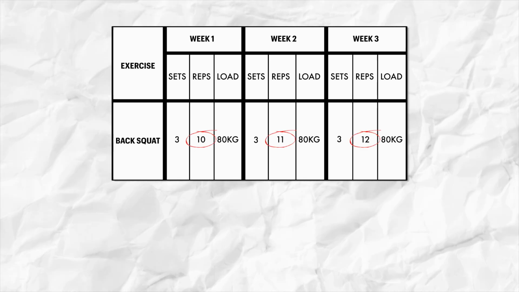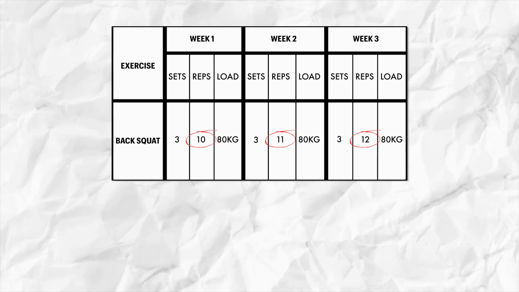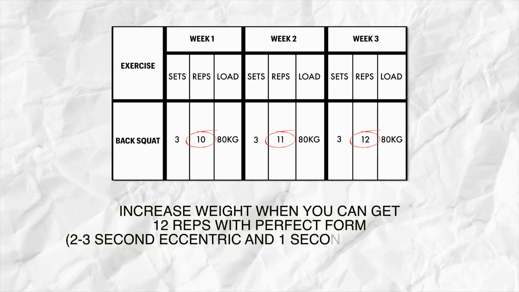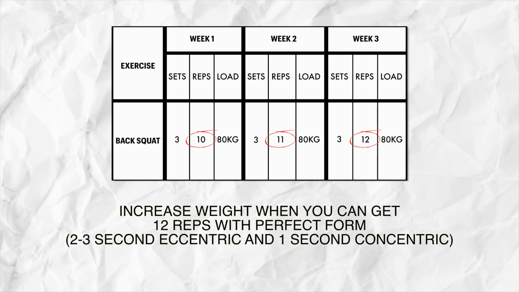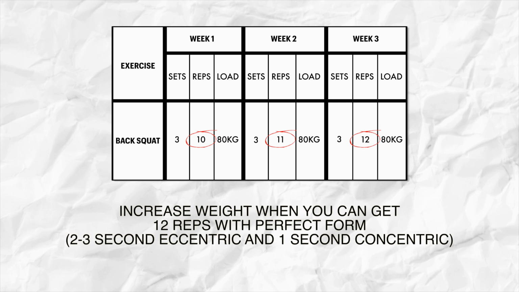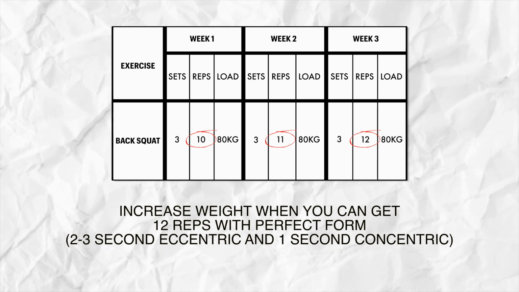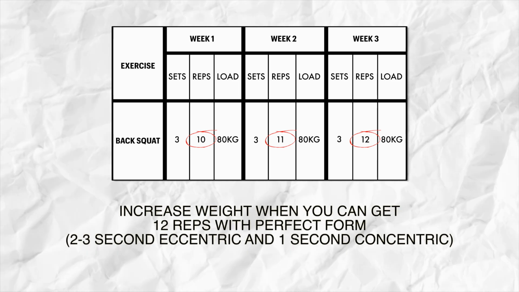When to increase the weight will depend on the program and the individual, and this is where it can get a little bit complicated. I would generally increase the weight once you can get 12 to 15 reps with perfect form, meaning a 2 to 3 second eccentric and a 1 second concentric. But again, this depends on the program and if you are changing other variables as well.